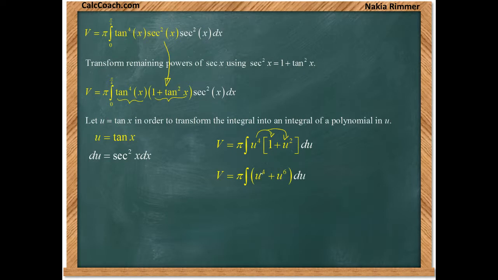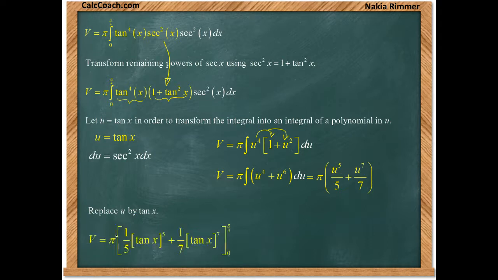Fundamental theorem of calculus says we just need to find the antiderivative, so we just go power rule in reverse: u to the 5th over 5, and u to the 7th over 7. But don't plug in 0 and pi over 4. Those are x numbers, so we'll sub back in for u and replace it with our substitution of tangent of x. We'll have a 5th of tan x to the 5th, a 7th of tan x to the 7th, and we're going from 0 to pi over 4.